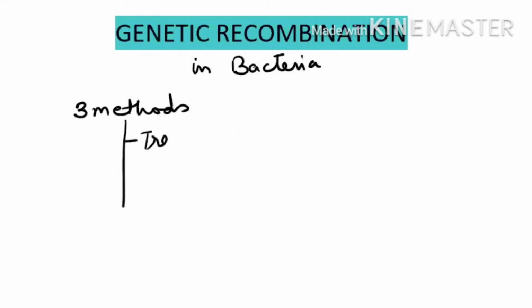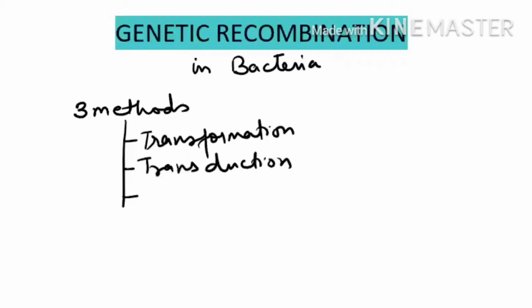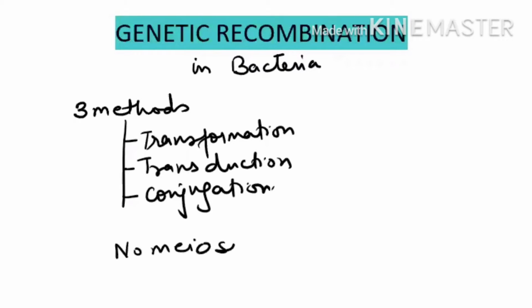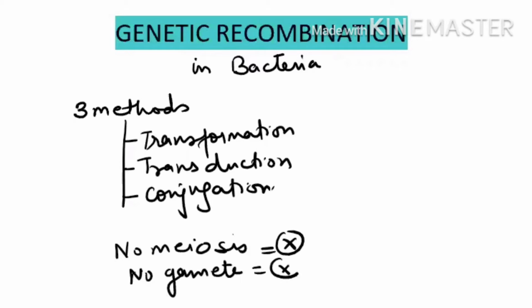First is transformation, then is transduction, and next is conjugation. We will not call it sexual reproduction. Why? The reason is that no meiosis will occur here and no gamete formation will be there. But exchange of genes will be there. That is why we say bacteria show genetic recombination.